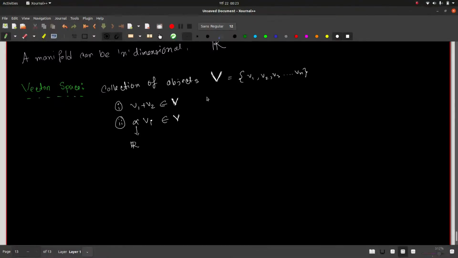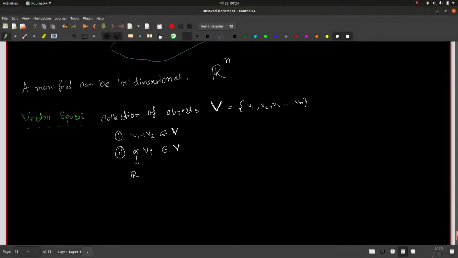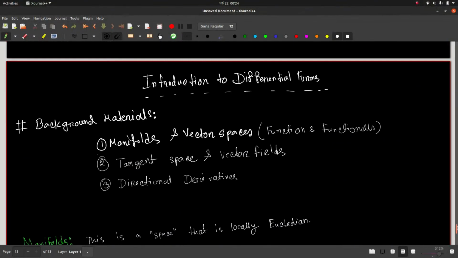If you have a set or collection of objects that satisfy these things, then that would be called a real vector space. So this definition will help us in defining vector fields, and later we will define something called an inner product. This definition will help us in constructing those objects as well. So this is the very basic definition of manifolds and vector spaces.